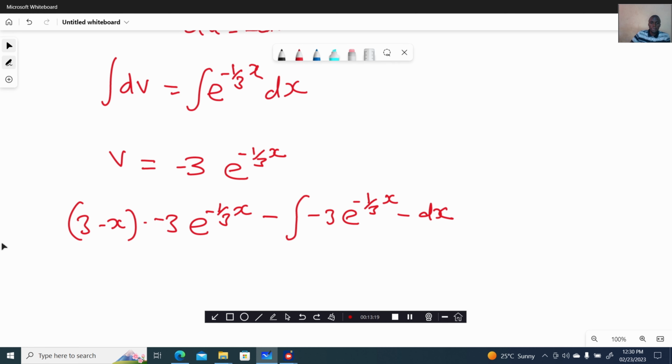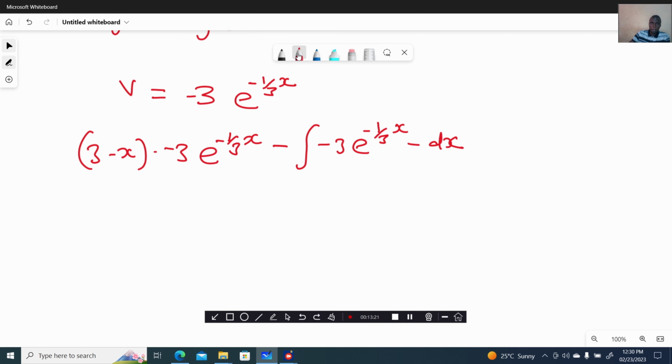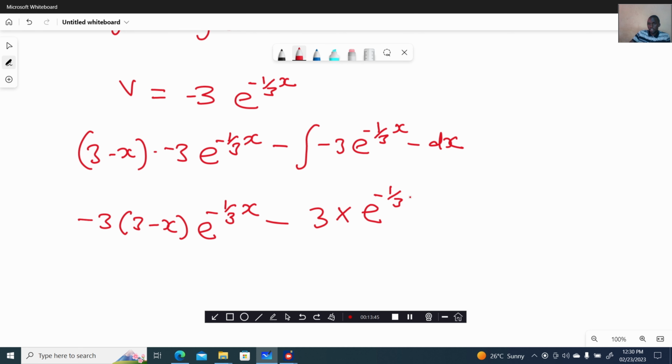So what do you do when you have such a scenario? We are going to have negative 3 into bracket 3 minus x, e to the power of negative 1 over 3x. This is a minus minus minus. So if there are 3, it will be minus. Then 3 times e to the power of negative 1 over 3x divided by negative 1 over 3x derivative, and then plus c.